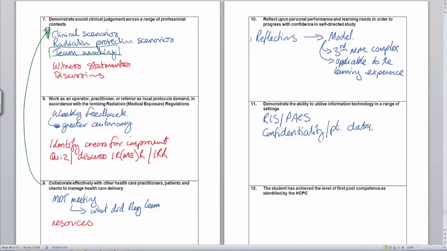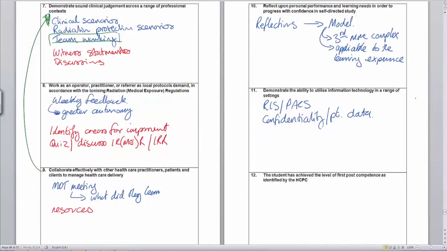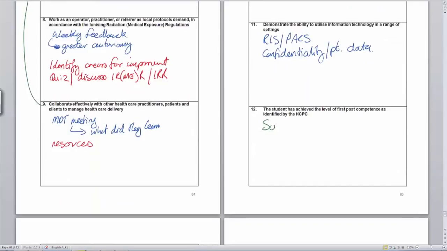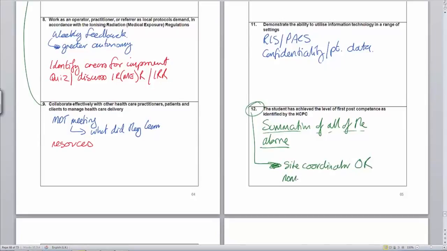And then finally, as you can imagine, number 12 there is really a summation of all of the above. And really, the only person who can sign that off is the site coordinator or their nominated deputy as well. The site coordinator will sign that bit off online as well. But obviously you can give the student feedback in that area should you so want to.